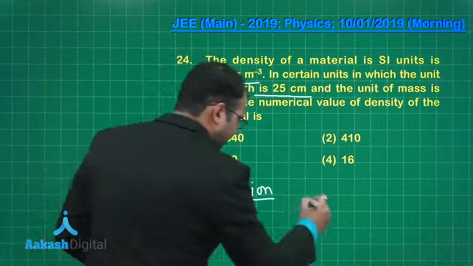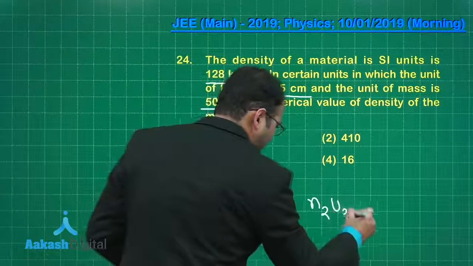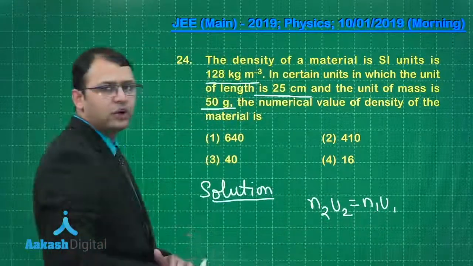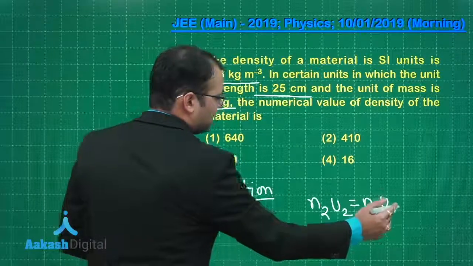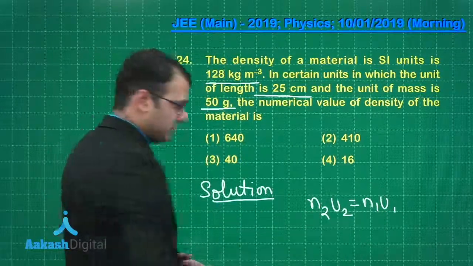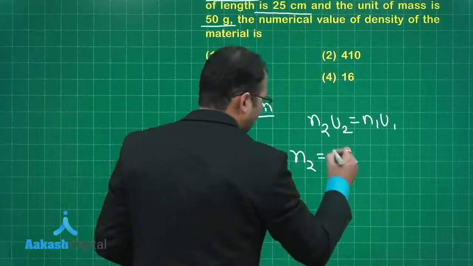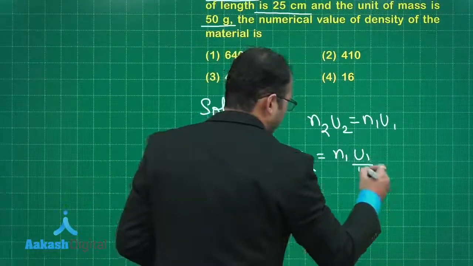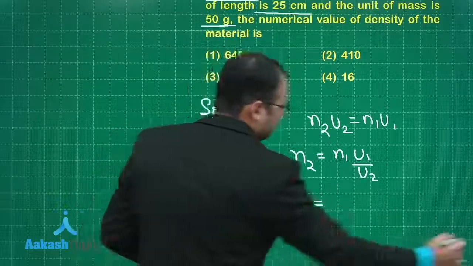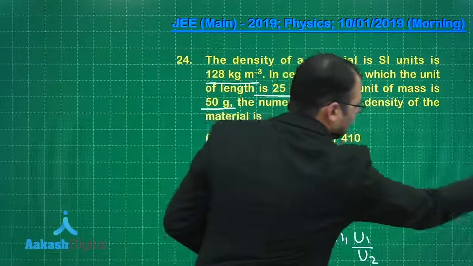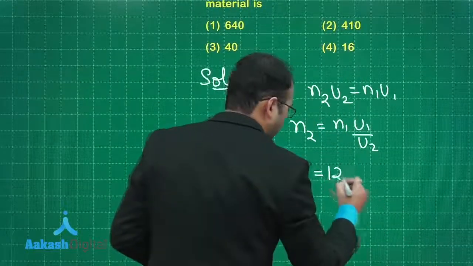For any given physical quantity, you can write n2u2 would be equal to n1u1, where n is the numerical value and u is the unit. Let's take u1 as the SI unit and u2 as the new unit. So from here, it's a simple formula. n2 would be equal to n1u1 by u2. So what's the value of n1 given to us? It is 128. Let's write it down, 128.